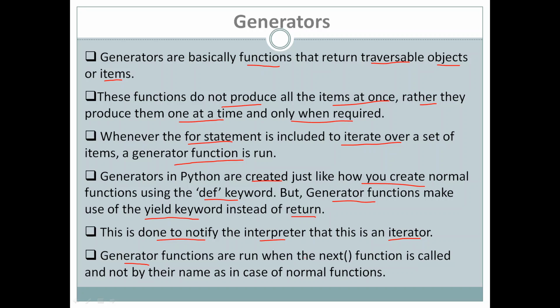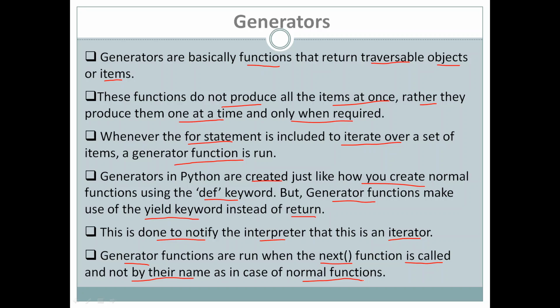Generator functions are run when the next function is called and not by their name, as in the case of normal functions. Now how is a generator function called? A generator function is always called by using the next method, remember. A normal function is called by using the function name, but generator functions are called by using the next function.